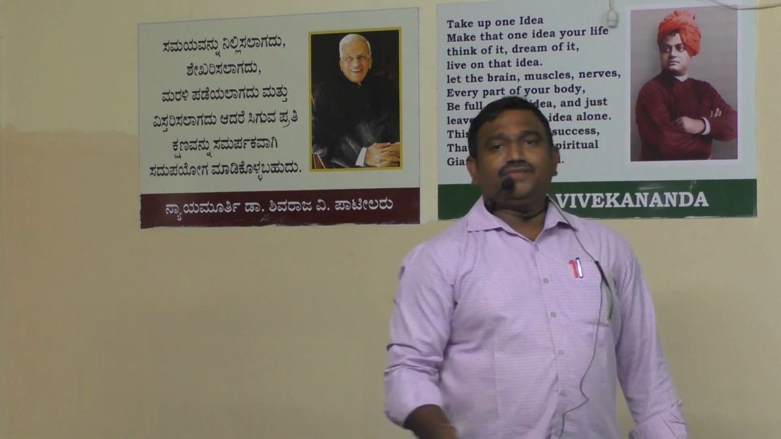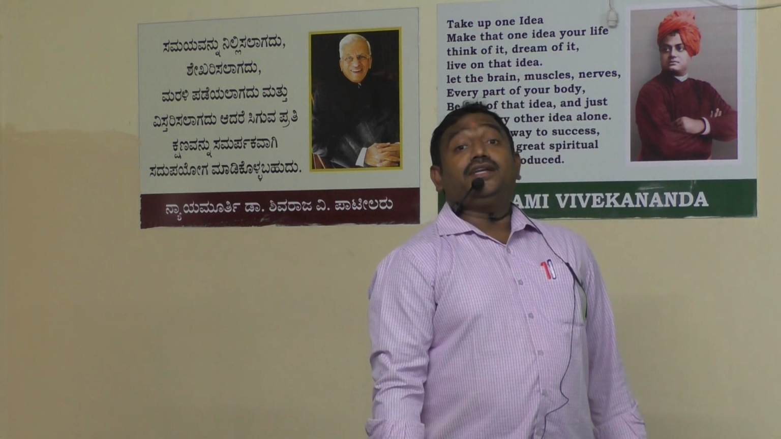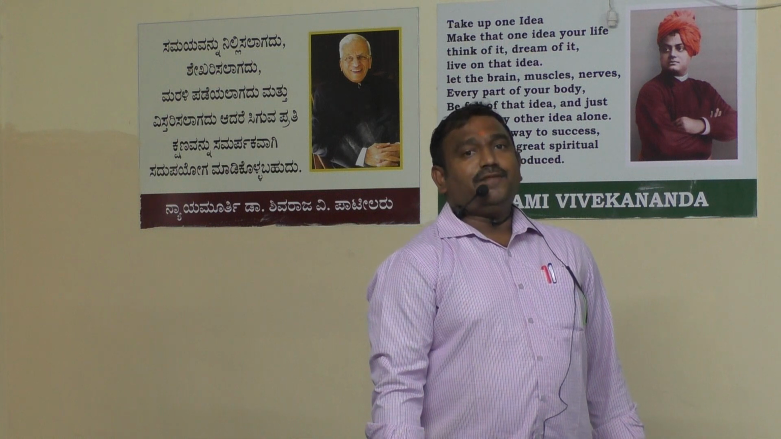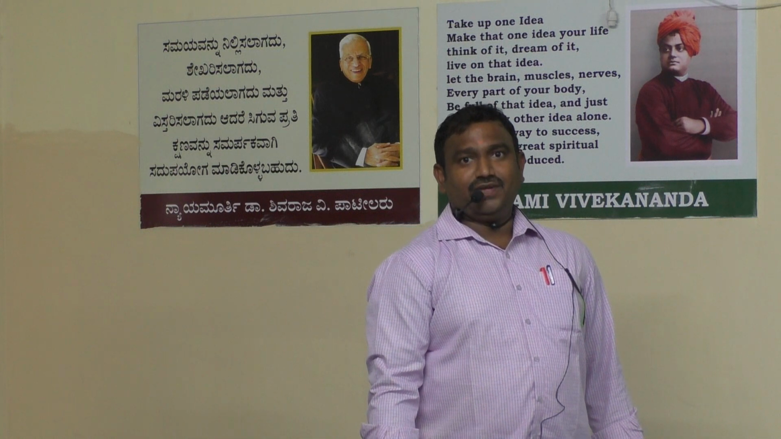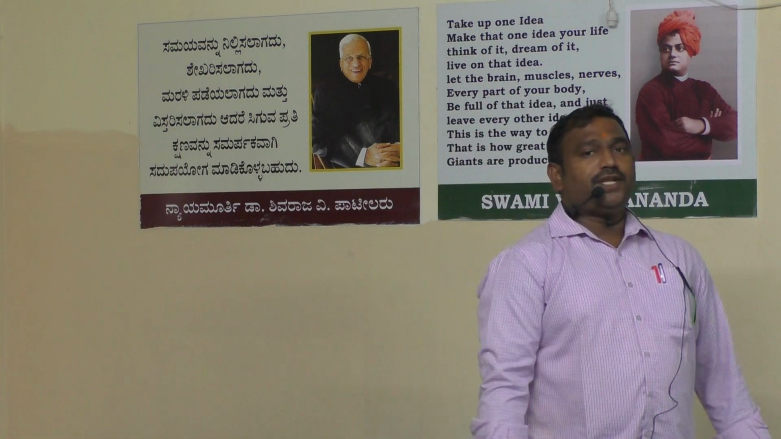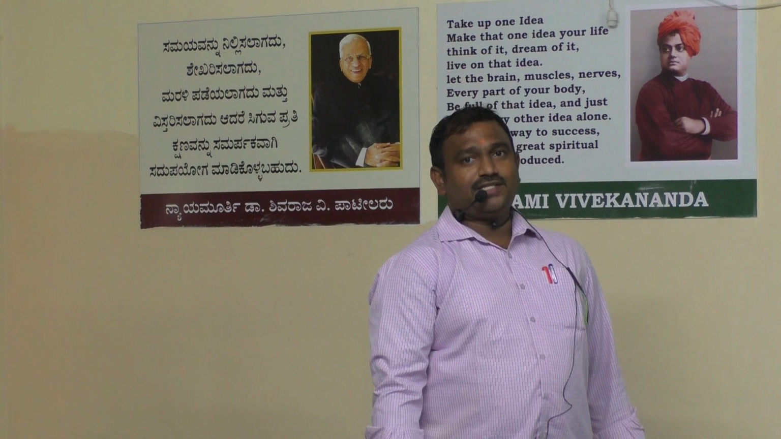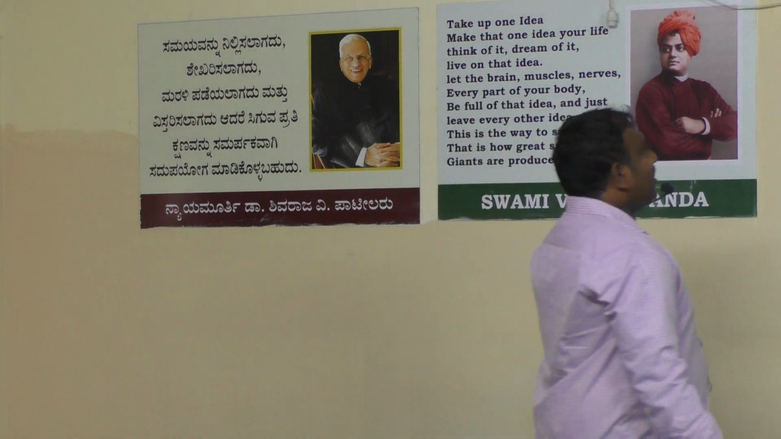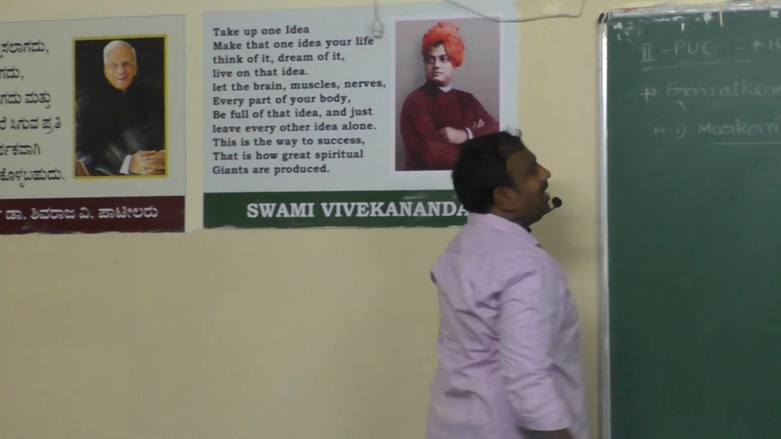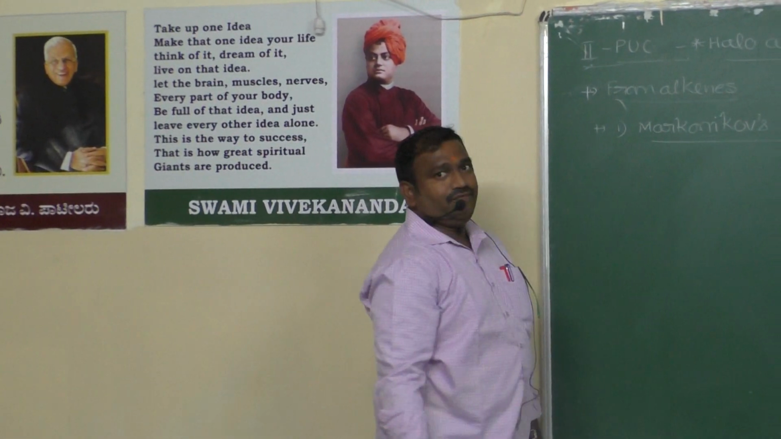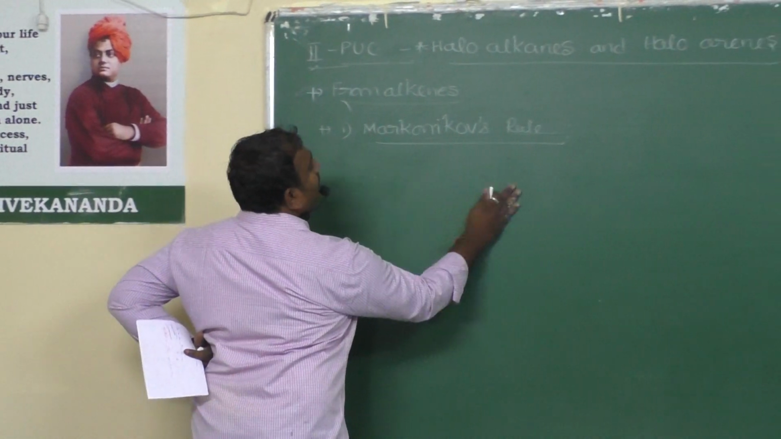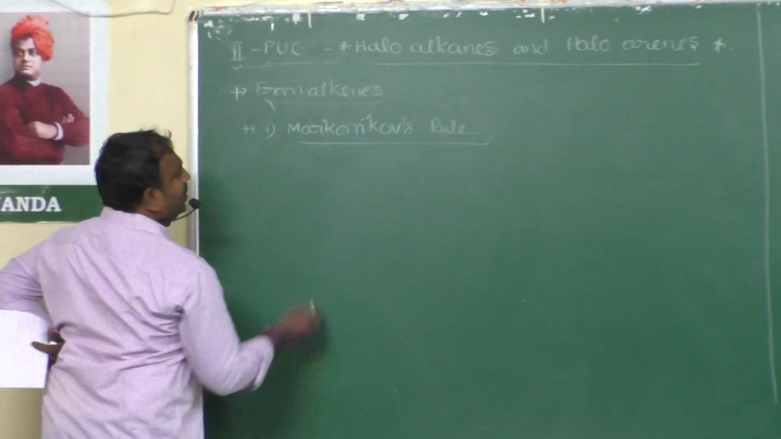In the last session, we discussed the writing of IUPAC names and the structure of the molecule from its IUPAC name, and the preparation of haloalkanes and haloarenes. Today, we are going to discuss the remaining preparation methods, physical properties and chemical properties. From alkenes, we can prepare the haloalkanes and haloarenes using two rules. One is Markovnikov's rule and the other is anti-Markovnikov's rule.